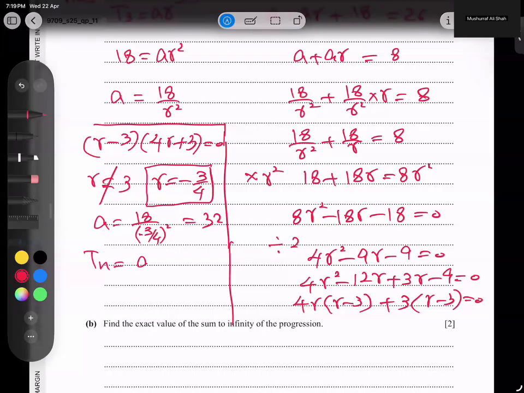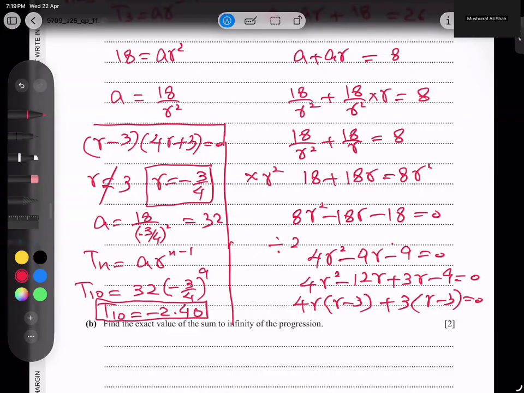Tn is equal to a r to the power n minus 1. I'm looking for the 10th term, so replace every n by 10. a value is 32 and r value is negative 3 over 4. And here 10 minus 1 becomes 9. Now the rest is just a matter of typing in the calculator. I'm getting negative 3 over 4 to the power 9, and I'm getting the answer, students, negative 2.40.